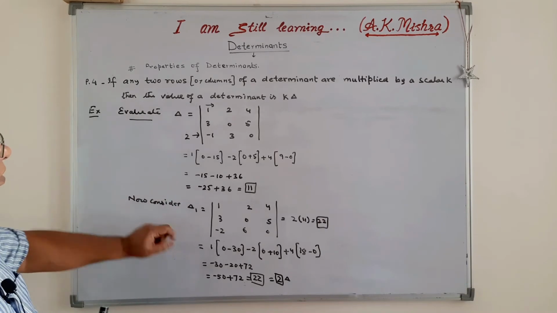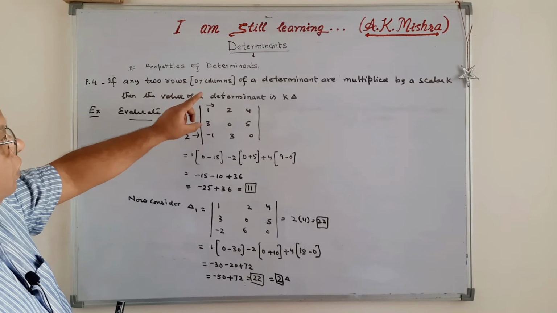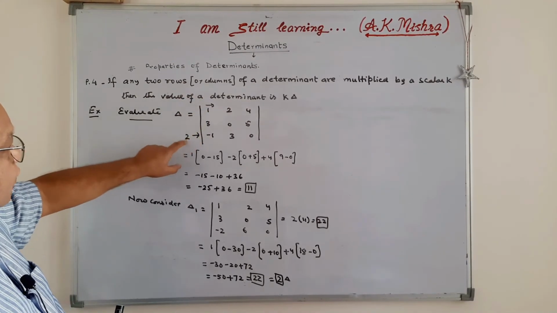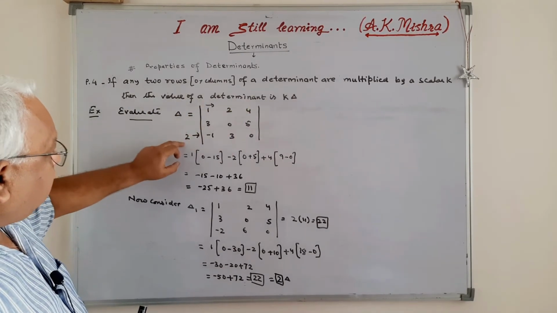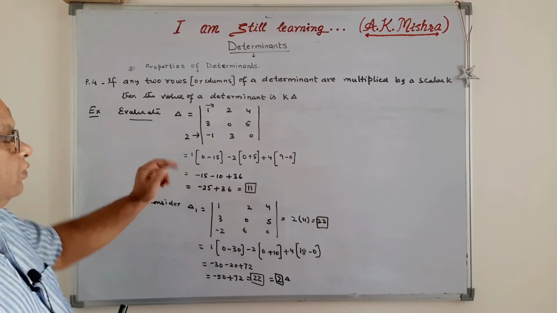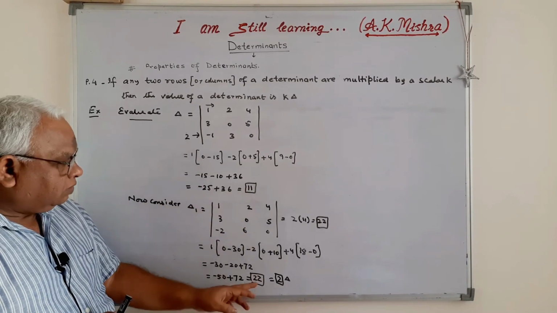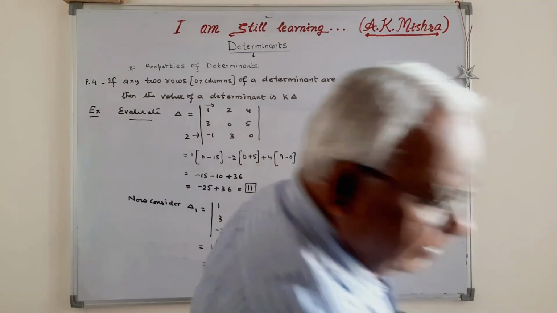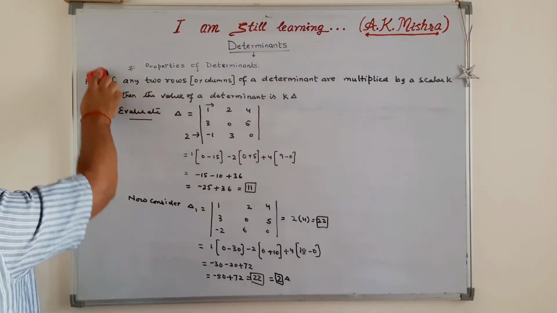So this is what the property says. If any two rows or column of a determinant are multiplied by a scalar, then the value of determinant is k times delta. So the value of delta is 11, therefore delta 1 should become twice 11, means 22, which is coming here. So it is verified. This is property number 4. Let's move further.